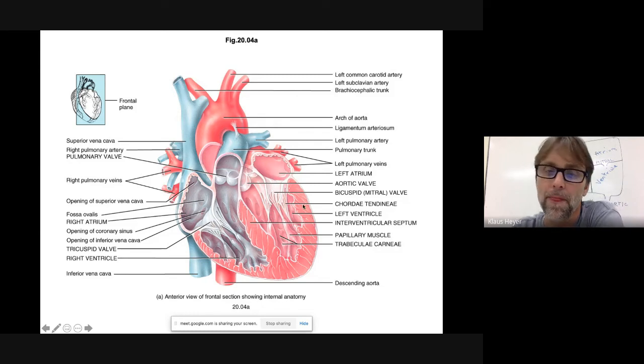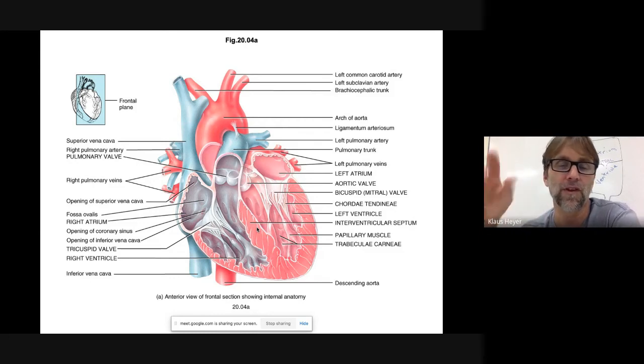But anyway, look at the muscle. See how I was telling you it's thicker on this side than on this side? Because this side is just pumping to the lungs. This side's going to pump everywhere. This in the middle, we call a septum, like the septum in your nose between your nostrils. This is the septum between your ventricles. It's interventricular. So that's the interventricular septum.